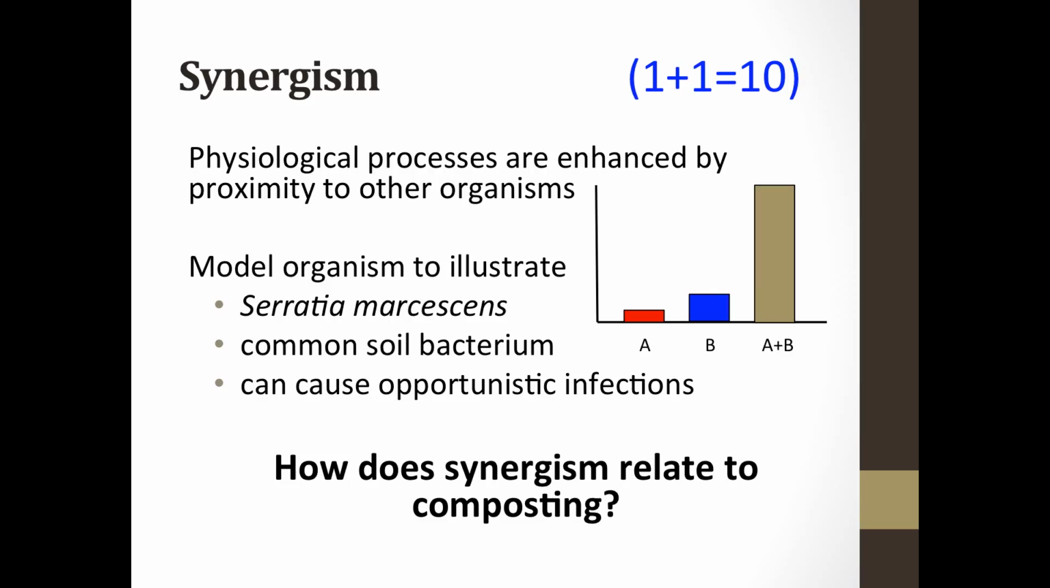We're going to use a model organism here to investigate synergism. Just like we used a model organism, the Tetrahymena, in Lab 2, we're using a different model organism here. We're using a bacteria called Serratia marcescens. This is a common soil bacterium. It's important for you to understand how synergism relates to composting, and that's something that we will talk about with your TAs in lab this week when you look at some plates and some results for this. So I won't cover that right now.